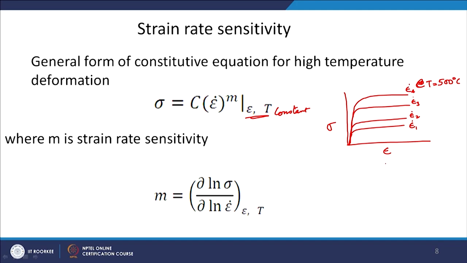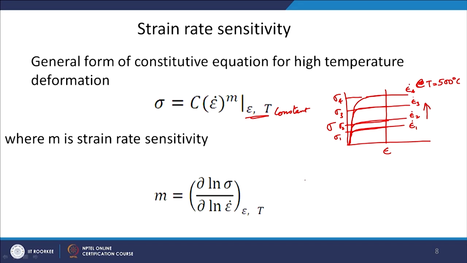Now, I want to fix my strain also. Let us say I want to find out the stress value at a particular strain. So, strain is now constant, and now I will find out the sigma value for different strain rates: sigma 1, sigma 2, sigma 3, sigma 4. Now, what I have got for different strain rates, you can see that as the strain rate is increasing in this direction, my stress is increasing. So, there is a dependence of stress on the strain rate.